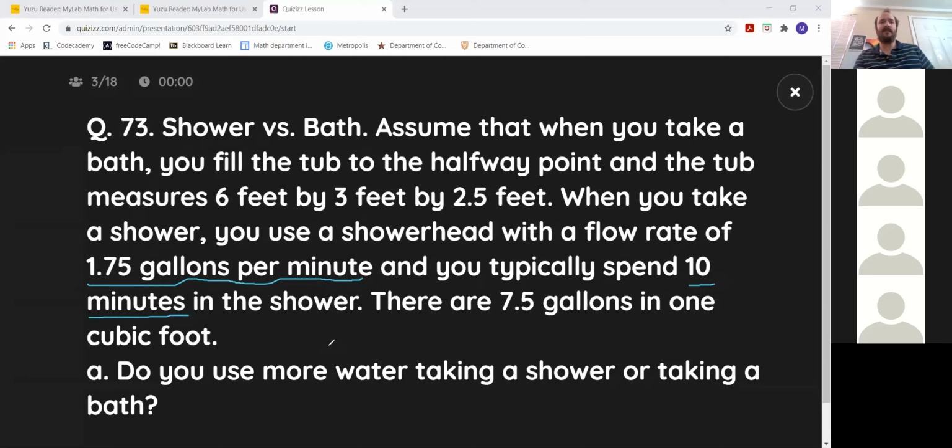So if we are spending 10 minutes in a shower that uses 1.75 gallons per minute, how many gallons are we using? This is like a rate sort of thing, right? If we're driving 60 miles an hour for 2 hours, how far have you driven? Same sort of thing. If we're using this many per minute and we're going this many minutes, how do we get gallons out of these two things?